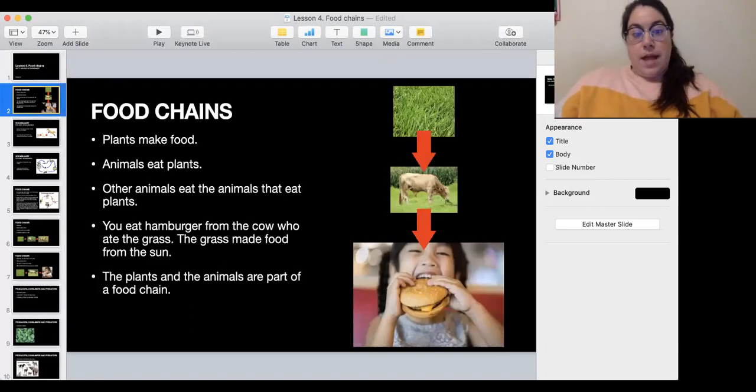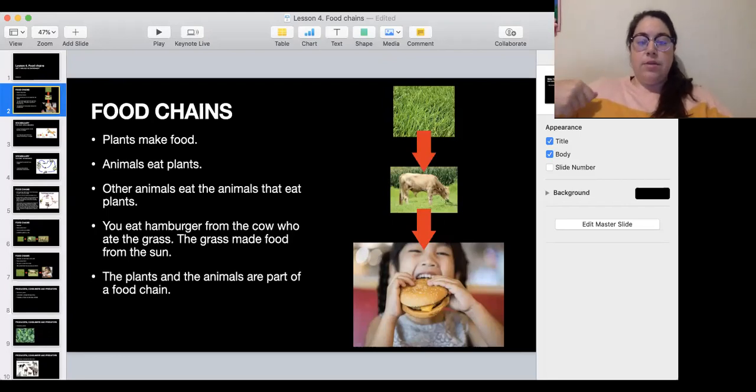Okay, so as you know, plants make food through photosynthesis. They use the sunlight, and they use water and minerals in soil, and they use carbon dioxide to make food for itself, for the plant to grow. Animals eat plants, and other animals eat the animals that eat plants. For example, when you eat a hamburger from the cow who ate the grass, and that grass made food from the sun, okay? So the plants and the animals are part of a food chain, okay?